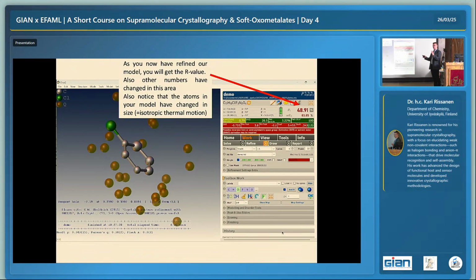But now the idea is that now when we have done it the first time, we have a real comparison with our model, which is this, and the data. So we get the so-called R value. This is information on how well our model fits with the data. And this is what we are doing.